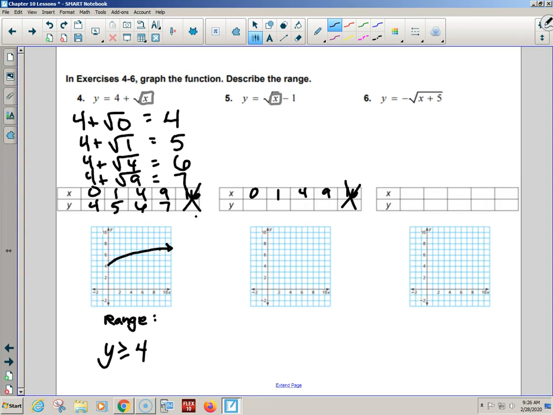Remembering yesterday, the shifting, where we have to change our table, is only if there's a minus or a plus under the radical. And number 5, there's none. It happens outside the radical. Ready, set, make me a table, make me a graph, and try to find your range.